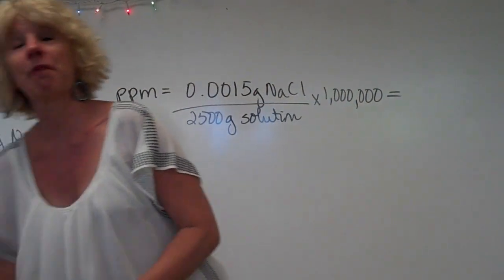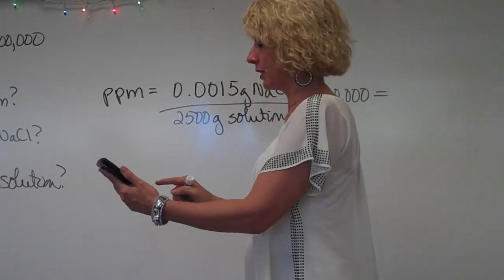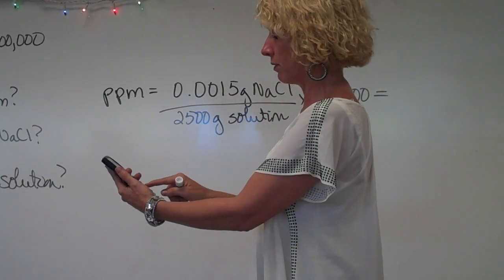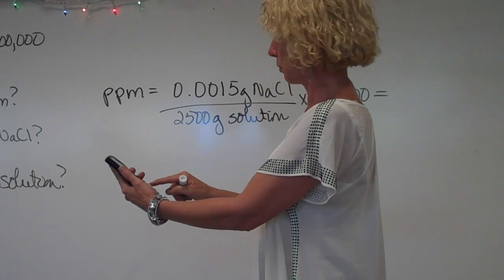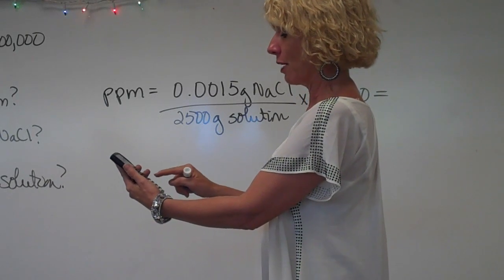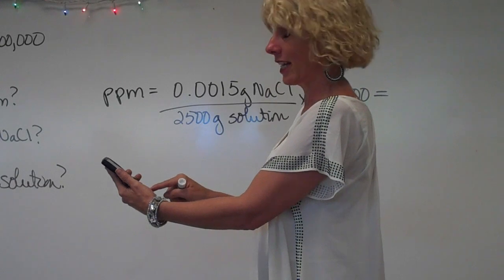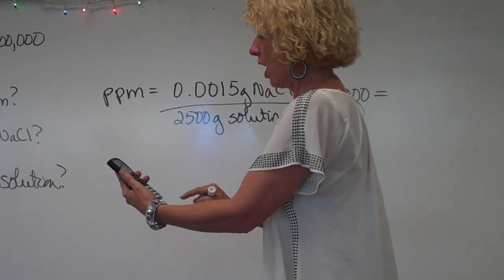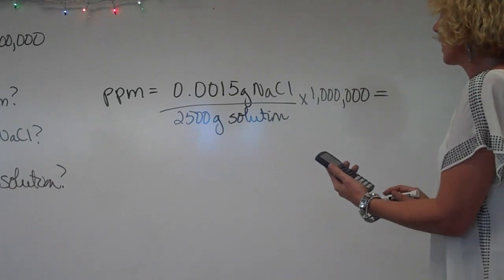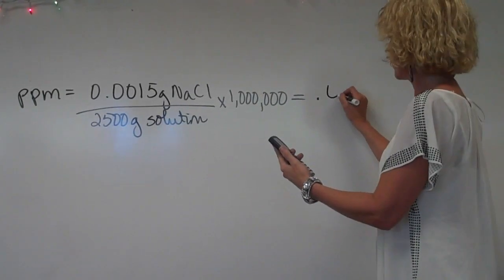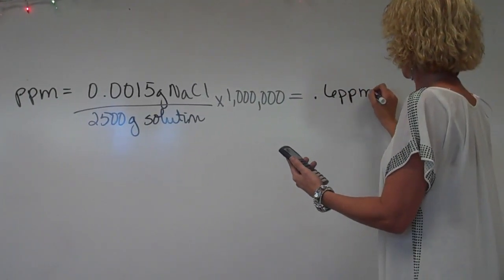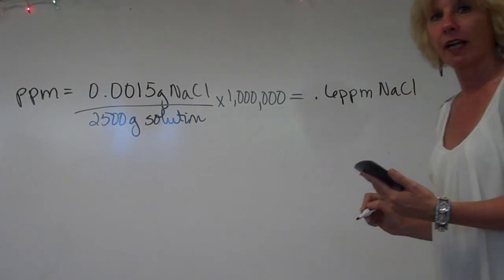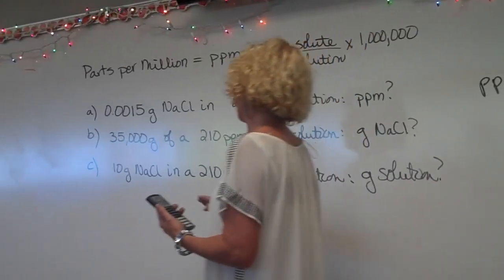Okay, so taking my calculator and doing the calculations with you guys, 0.0015 divided by 2,500, and then we're going to multiply it by 1,000,000. Okay, in this case we have a 0.6 part per million salt solution. Let's do the second kind of problem.